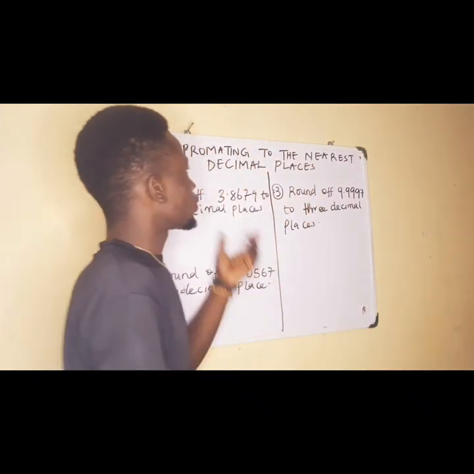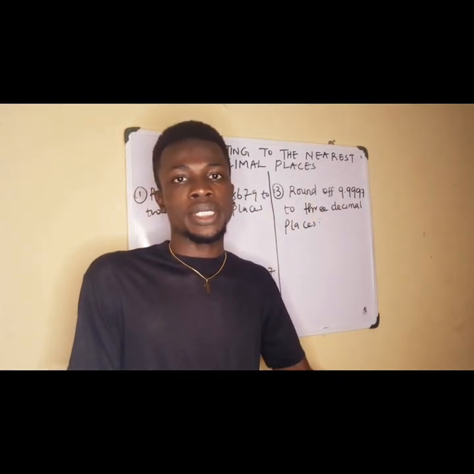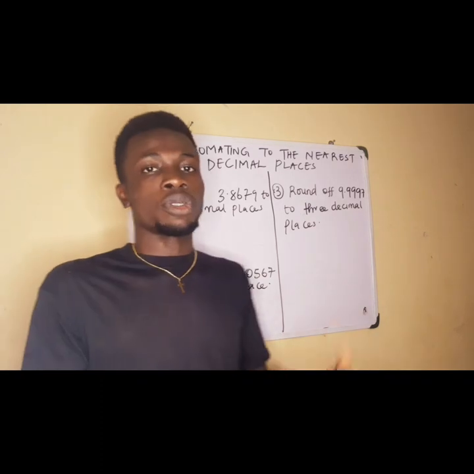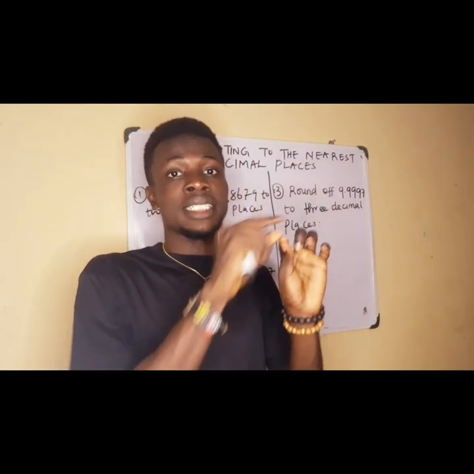Now, today's class will be considering approximating to the nearest decimal place. Firstly, we have to know what a decimal number is. A decimal number is a number denoted by a decimal point.